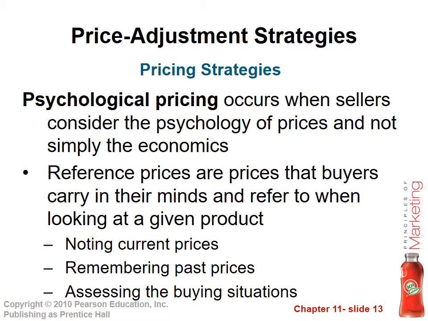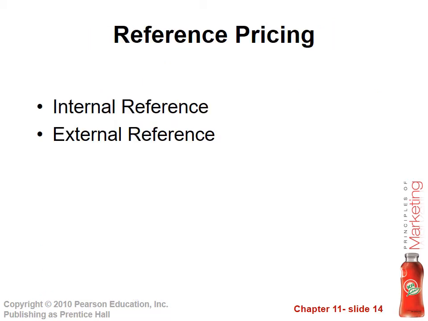And then reference price is a price that buyers carry in their mind and refer to when looking at a given product. In reference price, it's mentioned that they don't rely on the current price, and they will usually stick to the past price. They will remember the past price, and then assess the buying situation. There are two ways people give some reference for reference pricing. It can come from the internal reference or from the external reference.